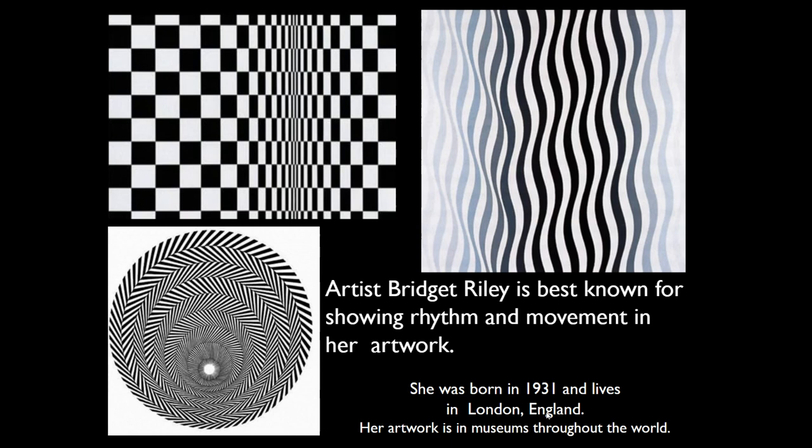I'd like you to notice as you get closest to that center circle how small the diagonal lines are in the circles around it. And notice how small the spaces are in between those lines. So this is the way that this artist created rhythm and movement in her art. She's an artist that was born in 1931, and she lives in London, England. Her artwork is in museums throughout the world.